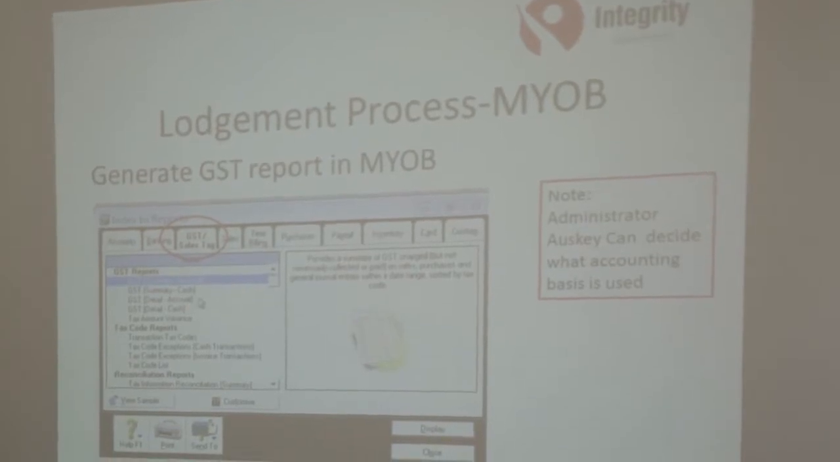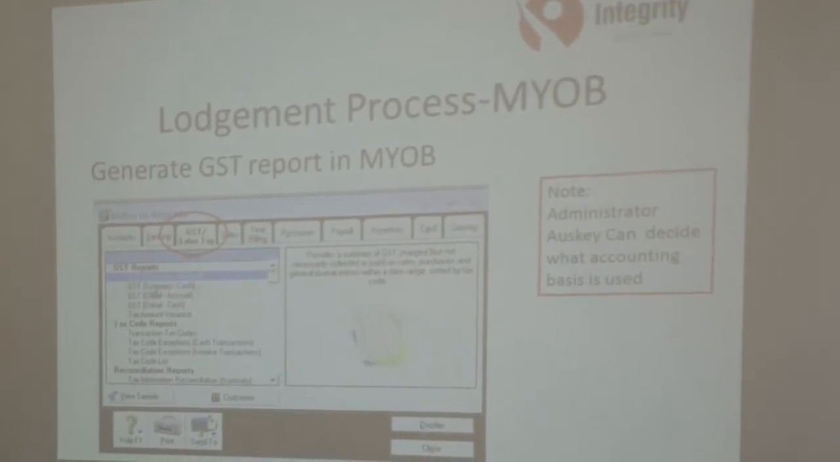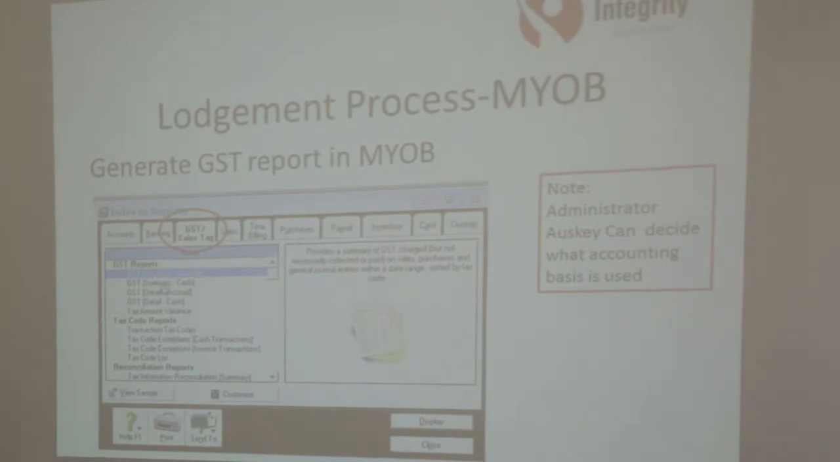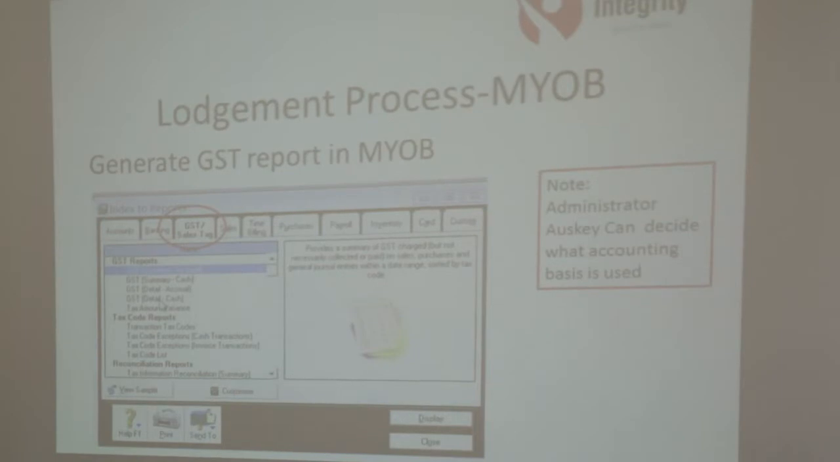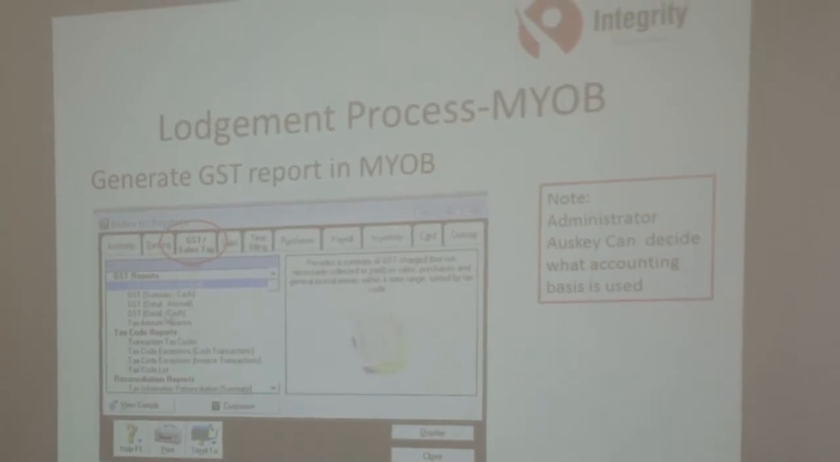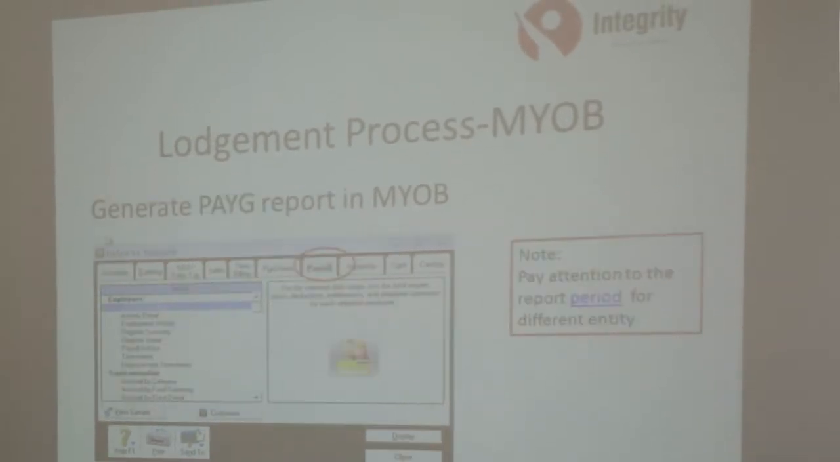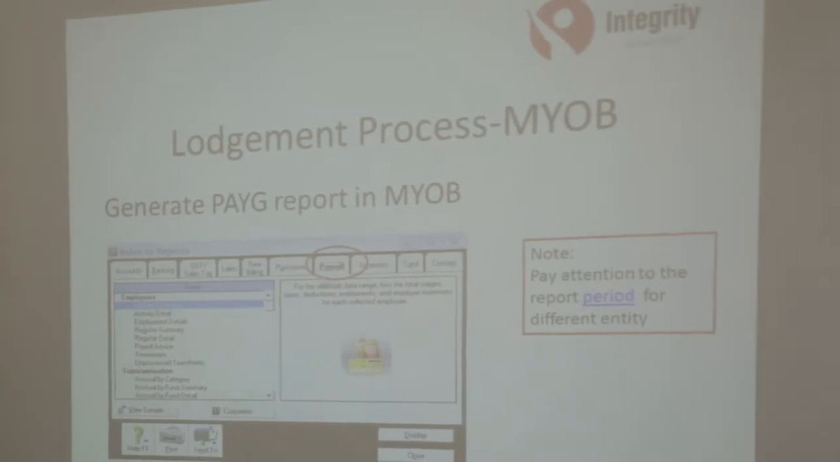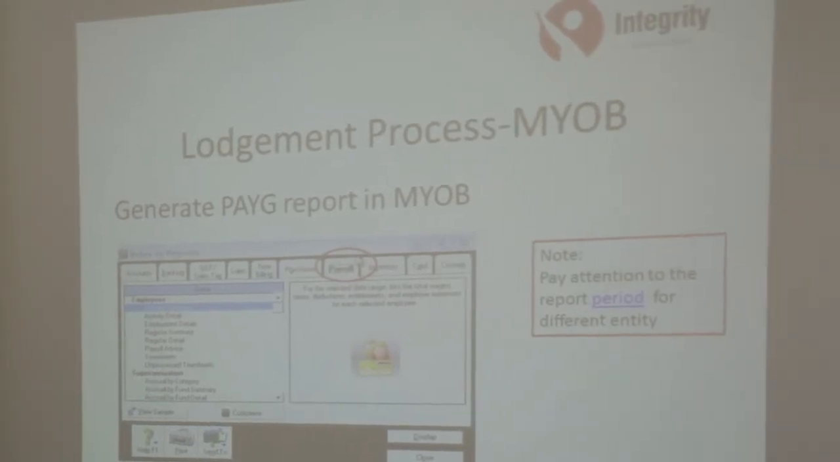For example, Garden Spa is still on cash basis. Then we won't choose the first one, we will choose the second one. This one is the detail, and it shows the second report we saw. This is related to the third part, the PAYG reports. It's in the payroll tab here, and the first one is employee activity summaries. As I said, pay attention to the period you're choosing.